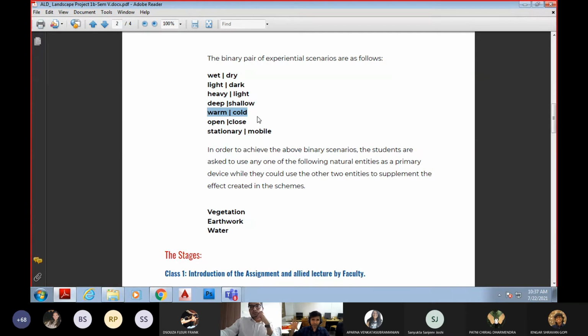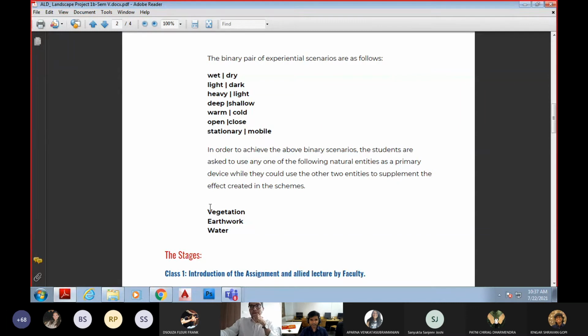Okay, the idea is to capture the essence and redo it using any one of these entities: earthwork, water, or vegetation, while the other two can be used sparingly, because it can't be a project with only vegetation, right? I mean, it has to be on soil, so there'll be earthwork.